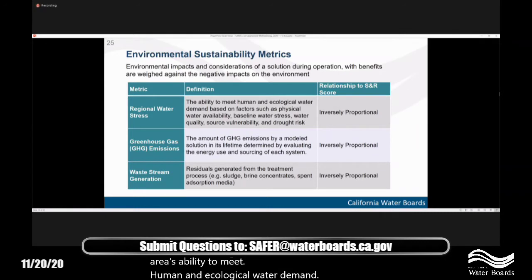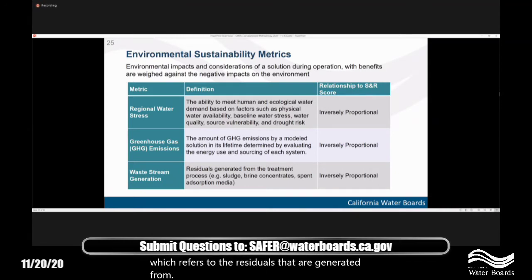The second metric is greenhouse gas emissions, which refers to the amount of emissions generated by a modeled solution in its lifetime. And the final metric is waste stream generation, which refers to the residuals that are generated from a treatment process.